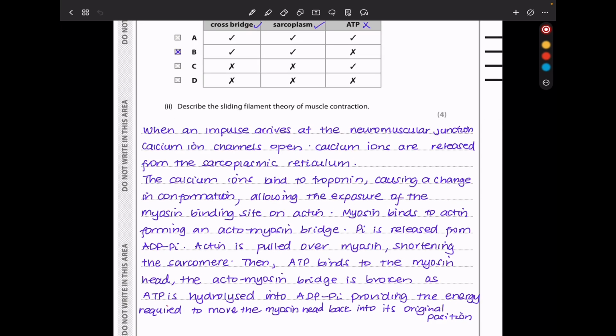Next, they say describe the sliding filament theory of muscle contraction. Here we have to talk about troponin, tropomyosin. We talk about the myosin, the actin, as well as the ATP and the movement of the myosin head so that the sarcomere is going to be shortened.